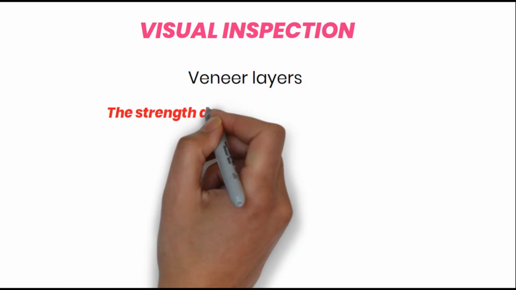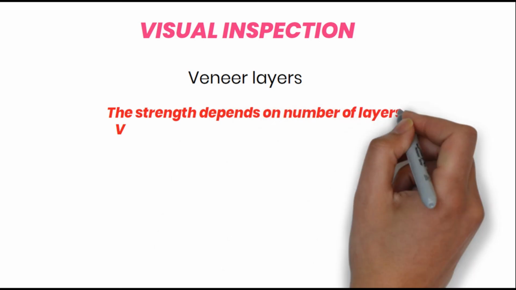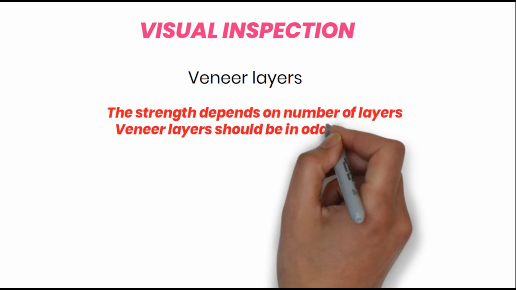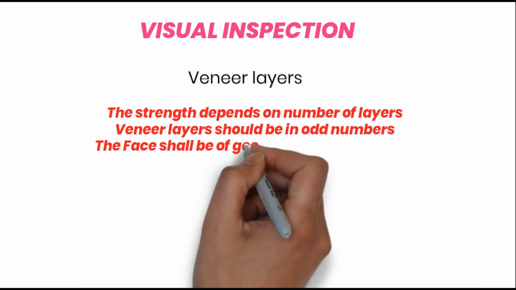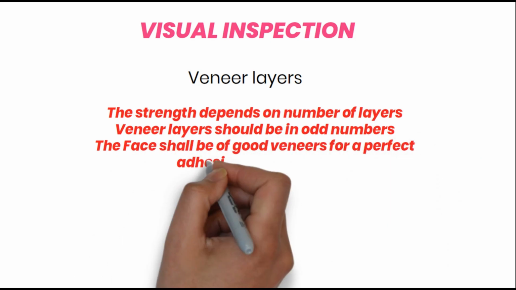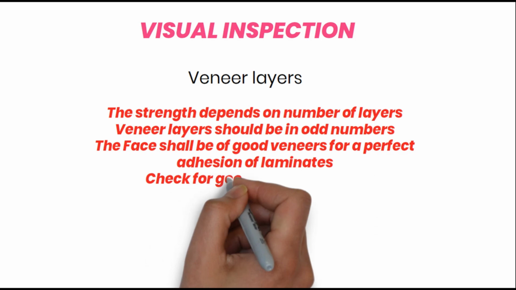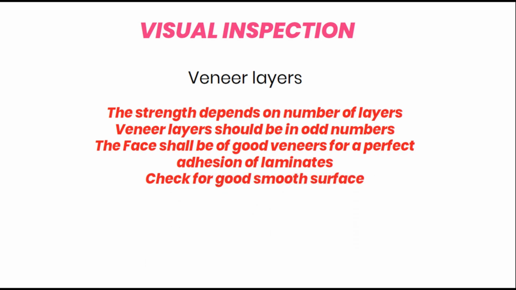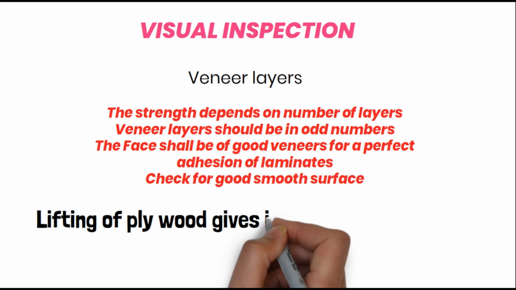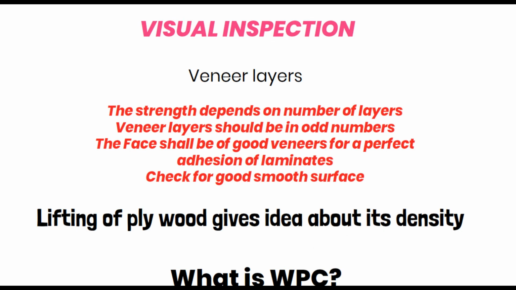Visual inspection of veneer layers is important before buying a ply. The strength depends on the number of layers of veneers, and veneer layers should be in odd numbers. The face shall be of good veneer for a perfect adhesion of laminates. And just check the surface. The surface has to be smooth, and you have to lift the plywood. It will give an idea about the density.